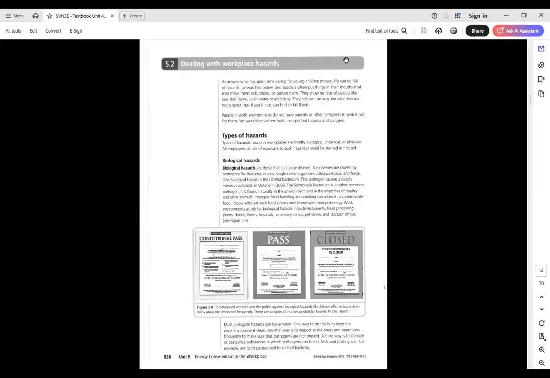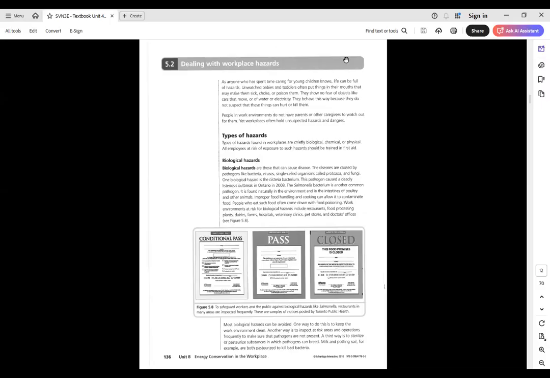If you look on page 136 on figure 5.8, you can see that there's some signs from restaurants. So these were posters that were put up at restaurants. You'll see the one there on page 136, figure 5.8. This is the first one's a conditional pass from the Toronto Public Health.